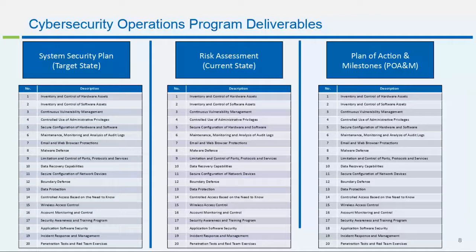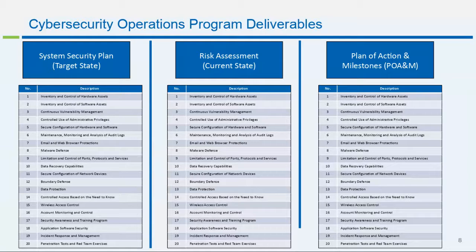So the operations program deliverables include the system security plan, which is the target state where we want to be; the risk assessment, which is the current state where we are today; and the plan of action and milestones, where we look at the gaps between the current state and target state and put an implementation plan together in order to remediate those gaps and bring us closer to the target state.